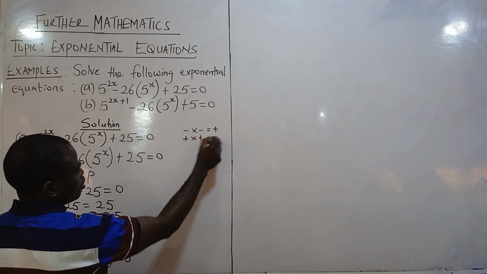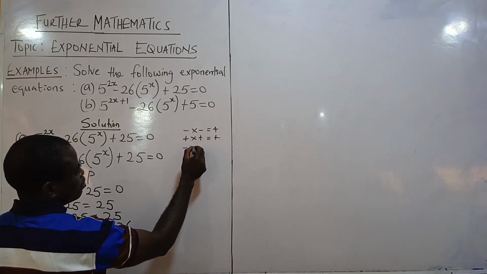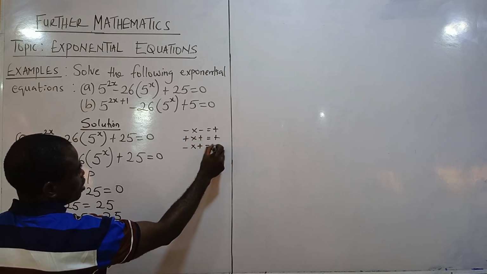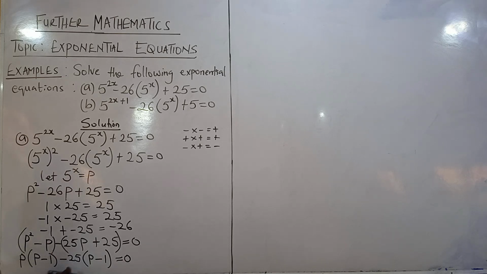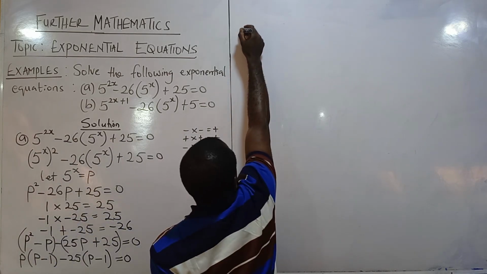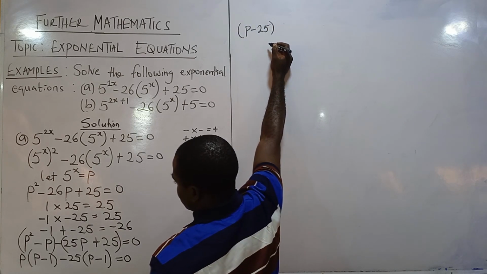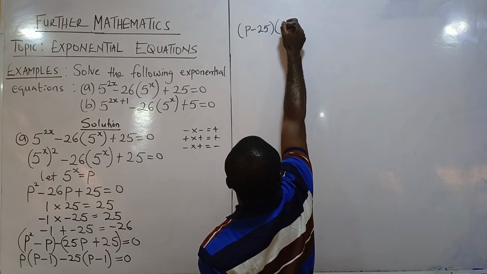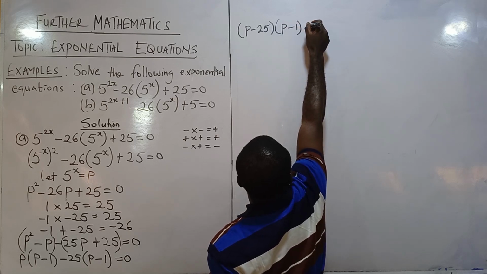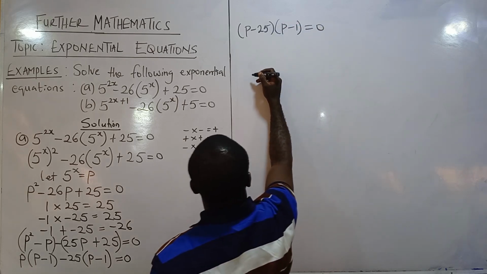Positive times positive equals positive. Negative times positive is negative. That's what we apply here. Since you have the same thing inside the brackets, p minus 1 and p minus 1, that means that we are right. You pick one, and now we write the outside one, p minus 25. Close the bracket, and pick one of the others, p minus 1, equals 0.